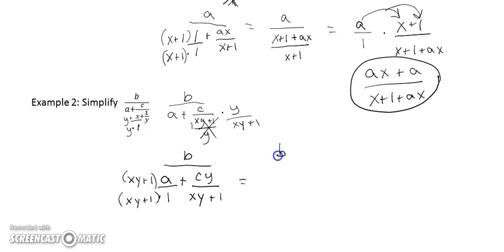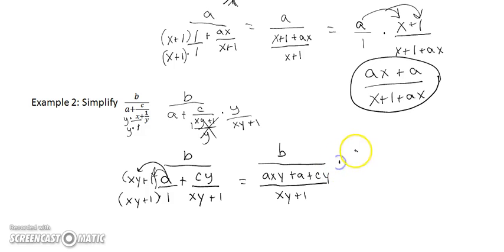So b stays the same. It's going to be over the a. I'm just going to go ahead and distribute across. So I'm going to have axy plus a plus cy all over xy plus 1. And then I'm going to be multiplying the b times the reciprocal of that. So it'll be times xy plus 1 over axy plus a plus cy.